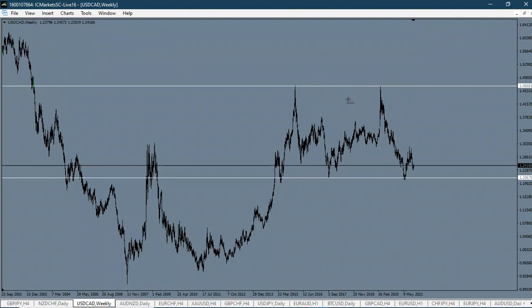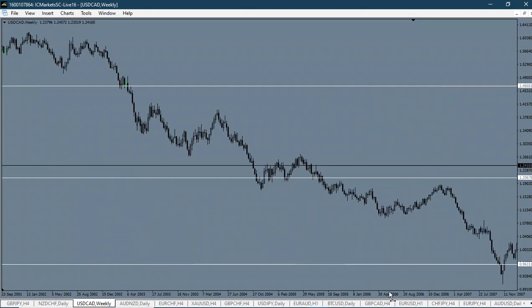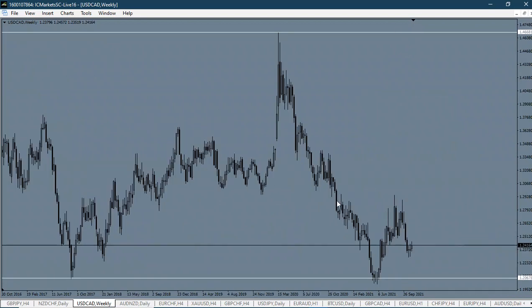Should this double top be confirmed, we know we're expecting a push towards this level right here in the coming weeks or months. But for now, because we are here, let us zoom in and see what we can do with this information.